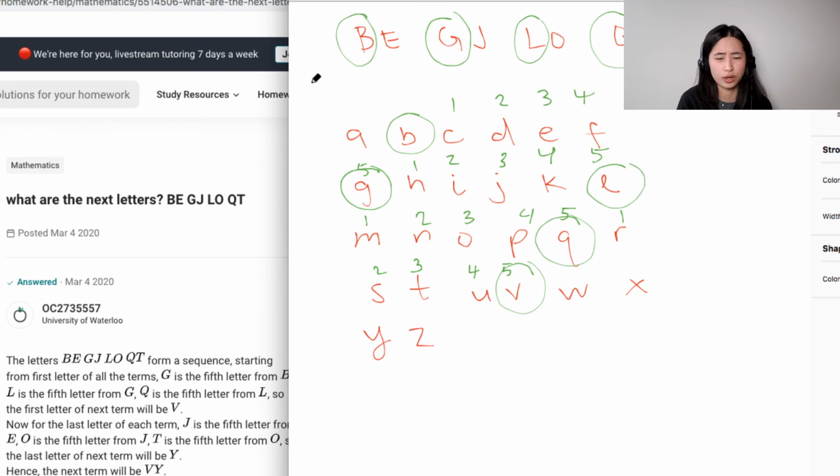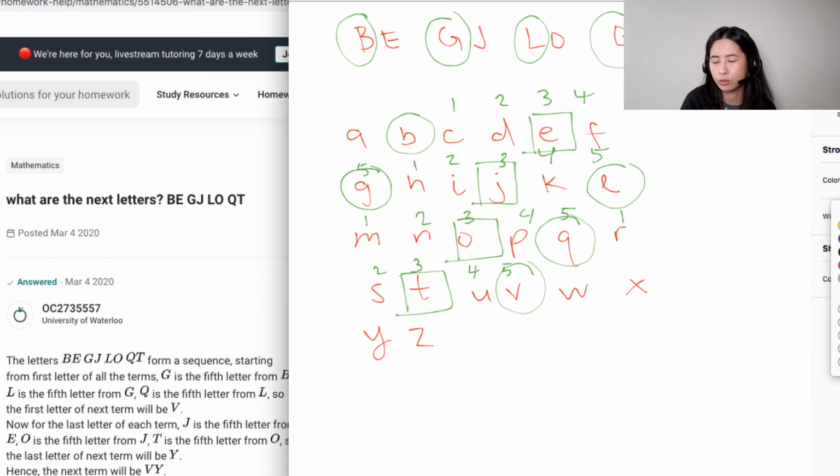Now here's the question. How do you know what the letter is after, let's say, E? How do you know what's the next letter, why is it J, and why is it O, and why is it T, and what's the next letter over here? So all you have to do is, I'm going to have a box now. So this is E, and then you need to box J. And what was the next one? The next one is O. And then the next one is T. Okay, so I'm gonna use yellow just so you guys can follow.